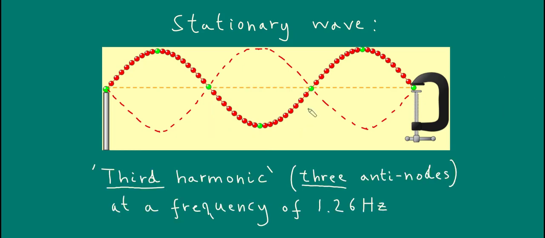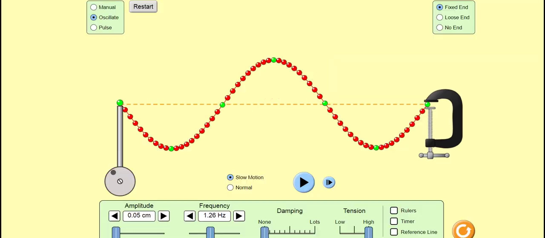Now, this stationary wave that we've been looking at, it has a specific name. It's actually known as the third harmonic. And notice that it has 3 antinodes. Also, note that the third harmonic, its frequency here is 1.26 Hertz. So if I just go back to the simulation, what that means is that the third harmonic pattern emerges when the frequency of this transducer, the frequency at which it oscillates or vibrates up and down, is 1.26 Hertz.